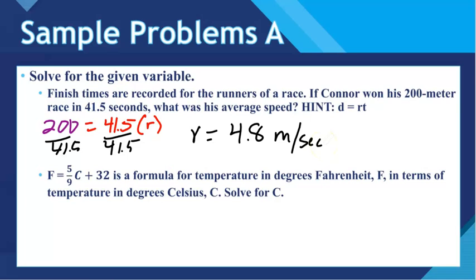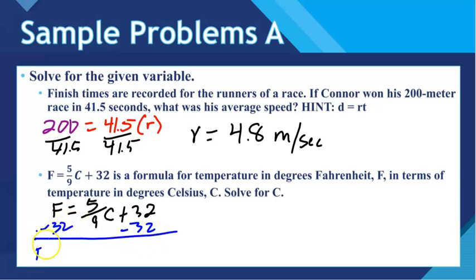Next it says Fahrenheit equals 5/9 of the Celsius temperature plus 32 is a formula for temperature in degrees Fahrenheit F in terms of temperature in degrees Celsius C. Solve for C. So we're going to take that same formula, F equals 5/9 C plus 32, and we want to get C by itself. The first step is to subtract 32 on both sides. And now I have Fahrenheit minus 32 equals 5/9 C.